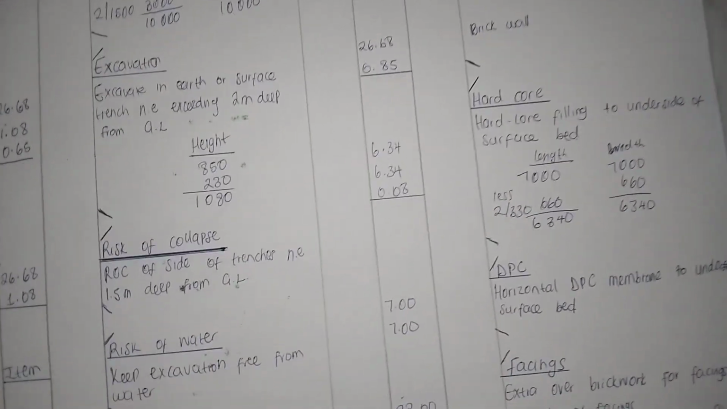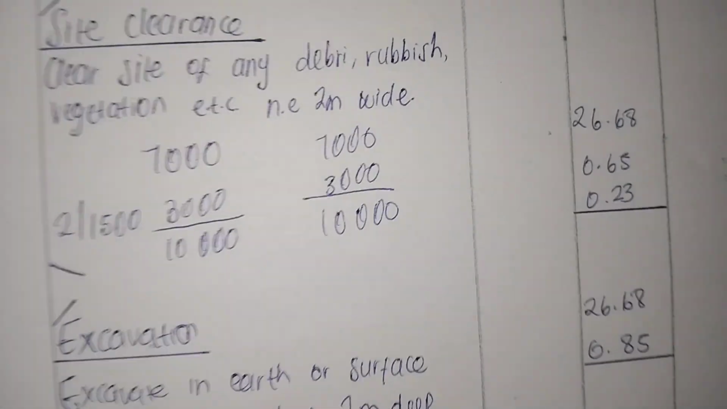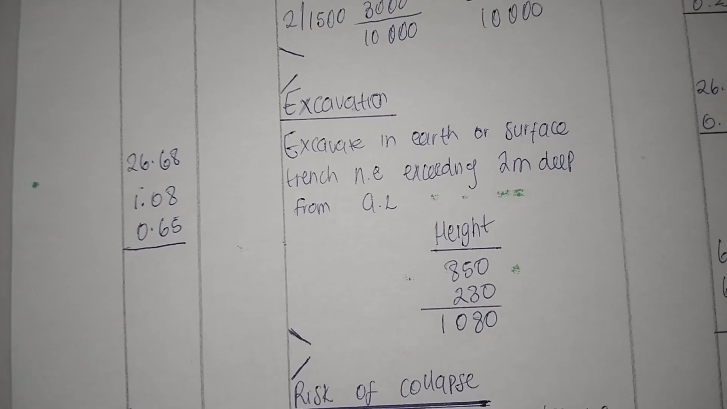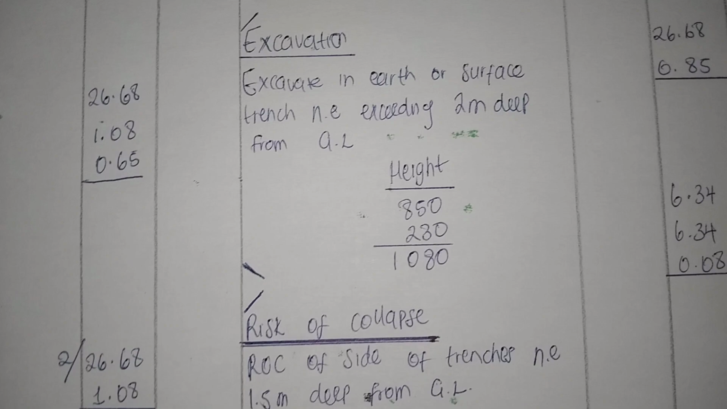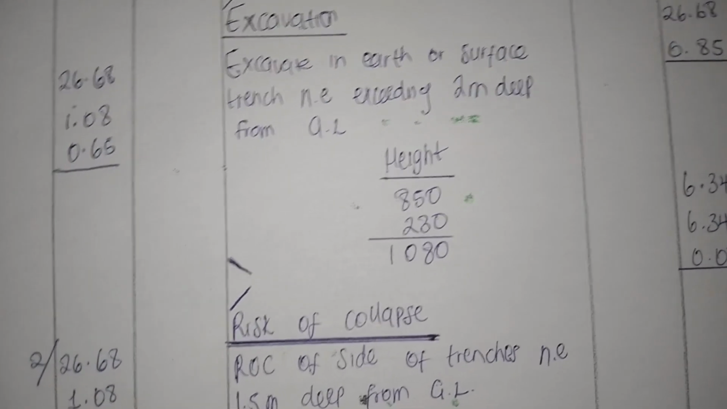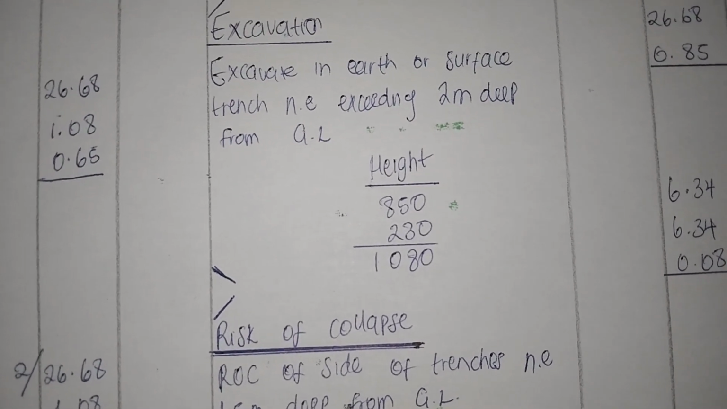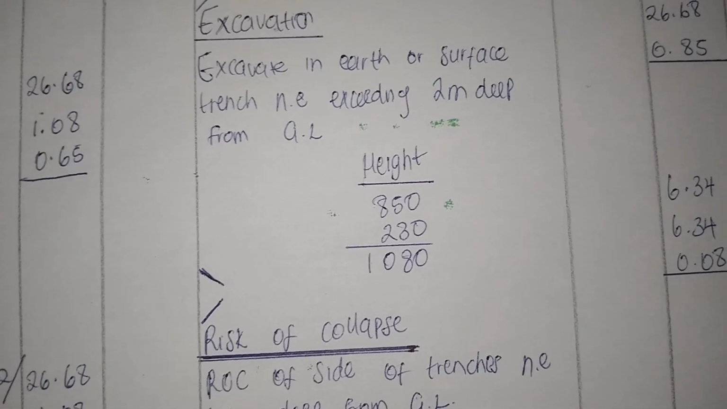There you go. I will explain each step. So I had explained the side clearance. Now let me get to the excavation, right? So on excavation, you do this. You write the specification. You therefore do the height. Remember, we had a height of 850 from the ground level to the top of the concrete footing, right?